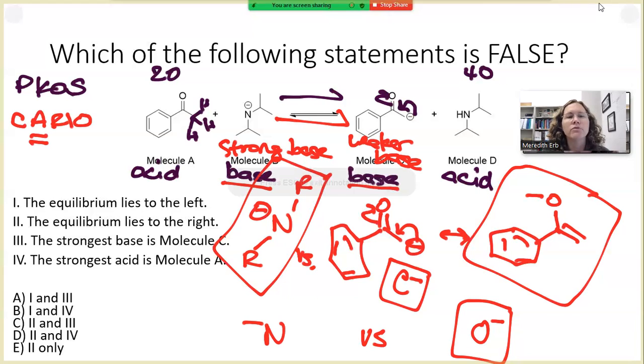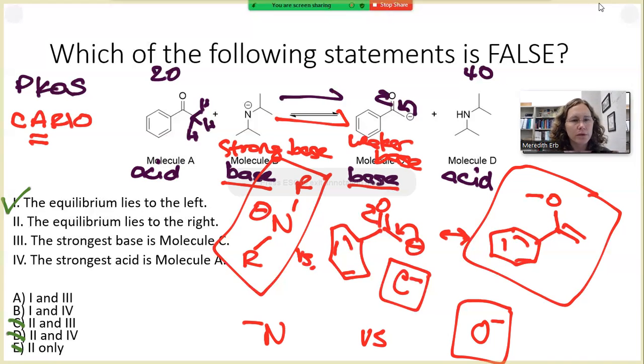Answer choice 1, the equilibrium lies to the left. We know that that one is going to be false. Actually, let me use a check mark because we're looking for false statements in this question. The equilibrium lies to the left. That is the false statement. So we're going to look for an answer choice that has a 1. We're going to cross off C, D, and E because none of them have a 1 present.